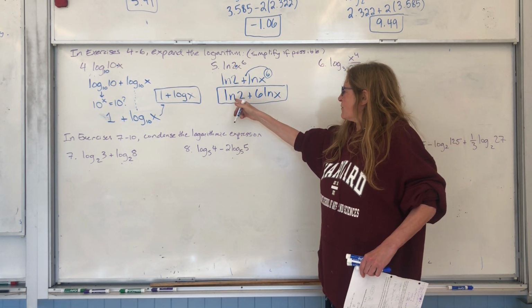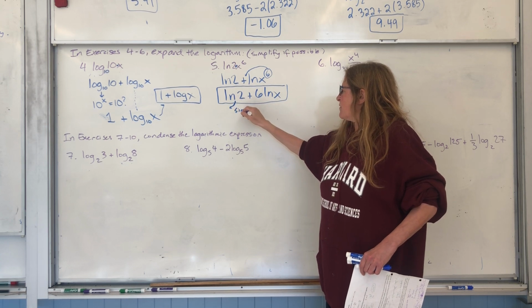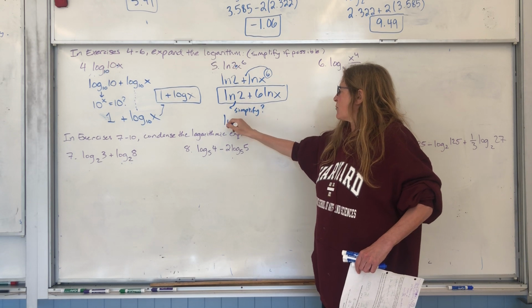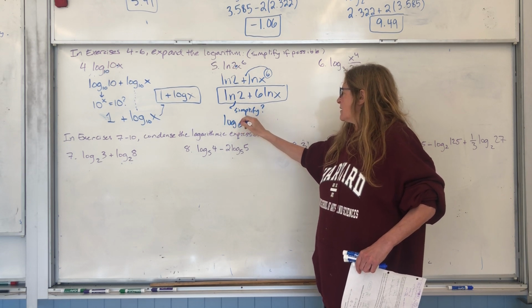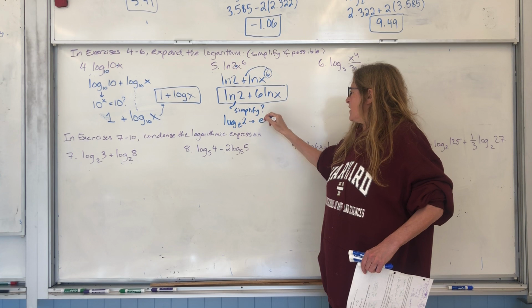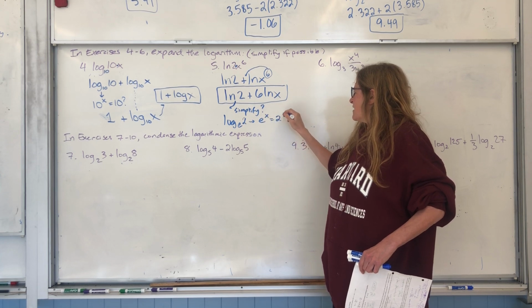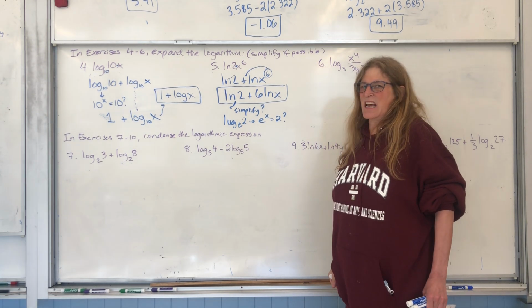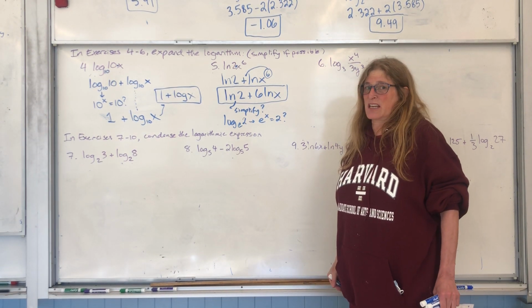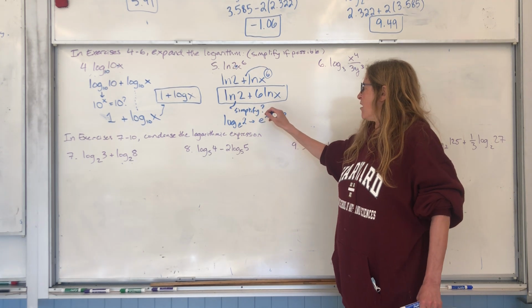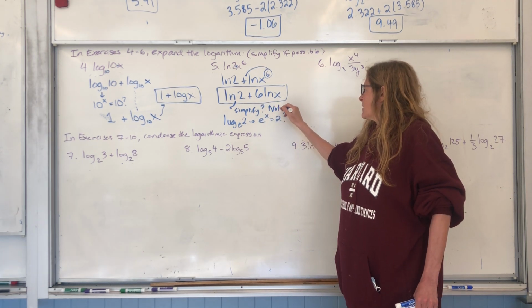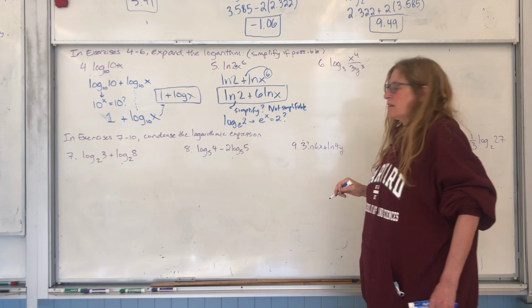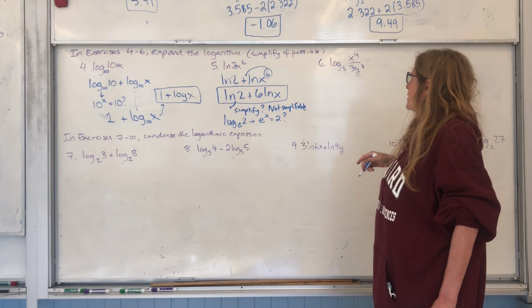If I try to simplify this, is this simplifiable? Well, ln means log with a base of e. So can I find a value of x that's rational? e to the what equals 2? Nah, that's really going to be a yucky irrational number. So this is not simplifiable, right? Because it would end up being a decimal irrational number.